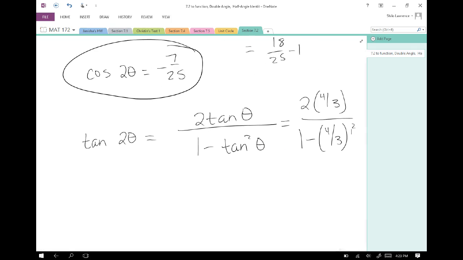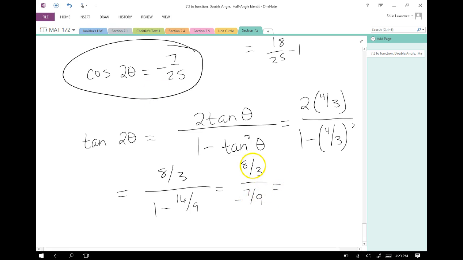And we need to simplify that as much as possible. So that's 8/3 on the top and 1 minus 16/9 on the bottom. So 8/3 on the top. And that is going to be negative 7/9 on the bottom. And if we flip and multiply, it's going to be 72 over 21, but that can simplify to negative 24 over 7, I believe.